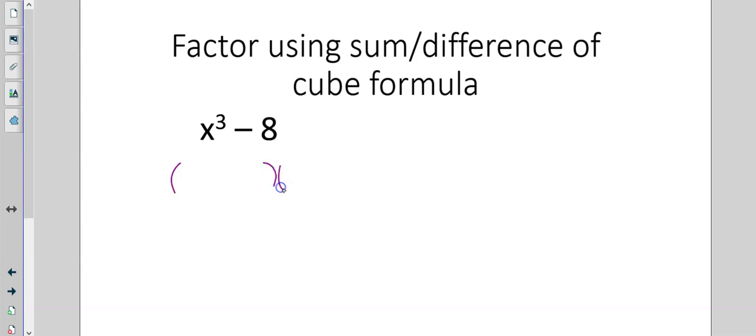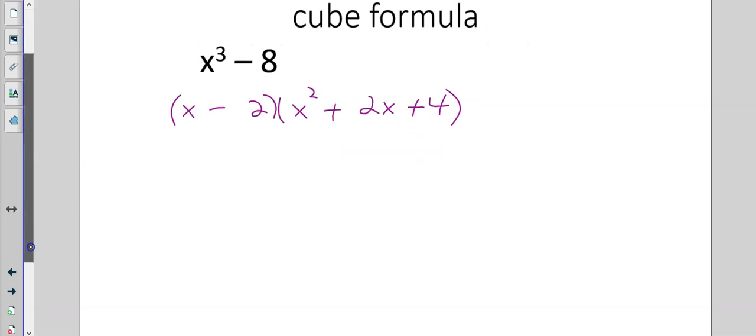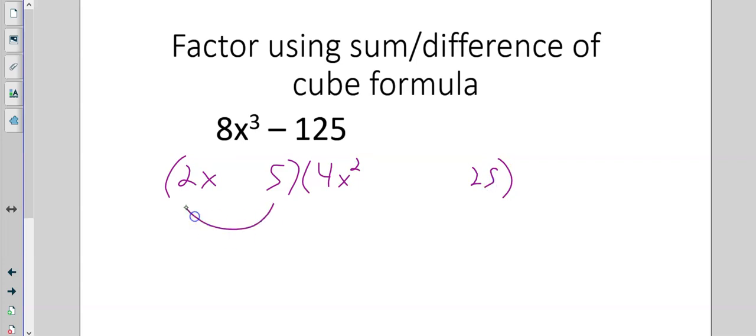Difference of cubes, binomial, trinomial. Cube root, a squared, b squared, a times b. Same, opposite, always positive. Binomial, trinomial. Cube root, cube root. Square them. Square it. Multiply. Same, opposite, always positive.